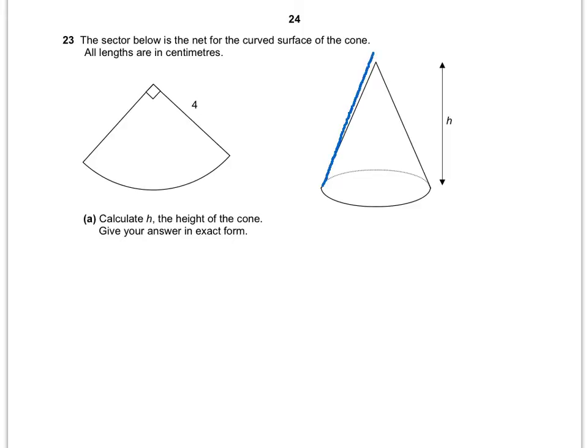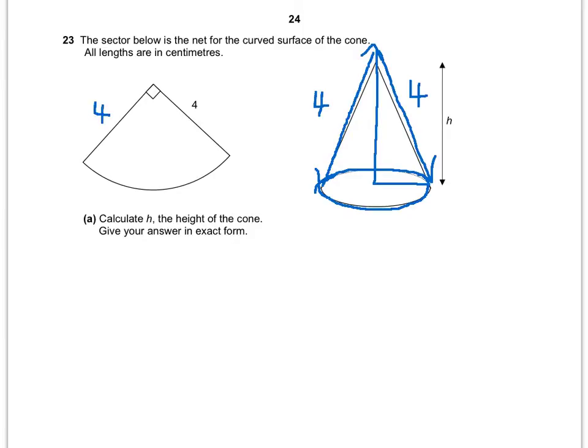So we know that this distance here is 4 from this net on the left hand side. So that must also be 4. Bits we need to work out are this vertical height up the middle, and we're also going to need to know this distance around here and the radius. So there are lots of different things we need to work out here, and we need to start by using this net on the left hand side to find this distance around here.